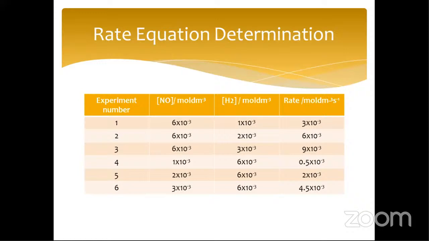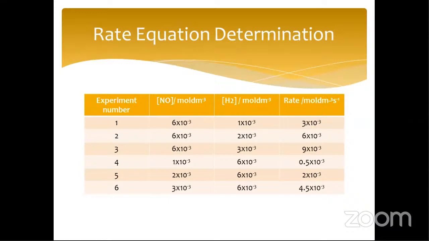So we're going to look at this data that is presented here, and your rate equation cannot be gotten, cannot be derived from the stoichiometric equation or from your balanced equation. You cannot derive your rate equation by just looking at the balanced equation. Your rate equation is determined based on experimental data.